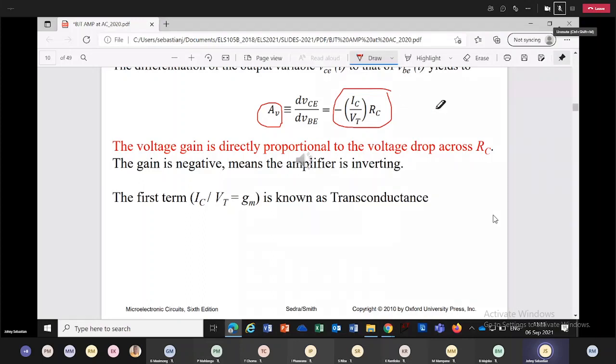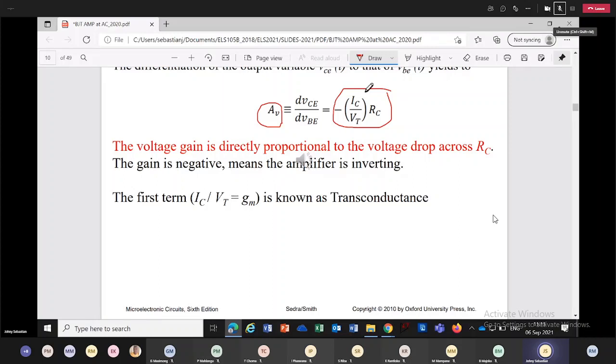We have indicated what that negative sign is, because this is a common emitter amplifier. A common emitter amplifier introduces a 180-degree phase difference with respect to the input. Or in other words, if you give a positive going signal at the input of a BJT, at the collector you will get a negative going signal. That's the meaning of it.